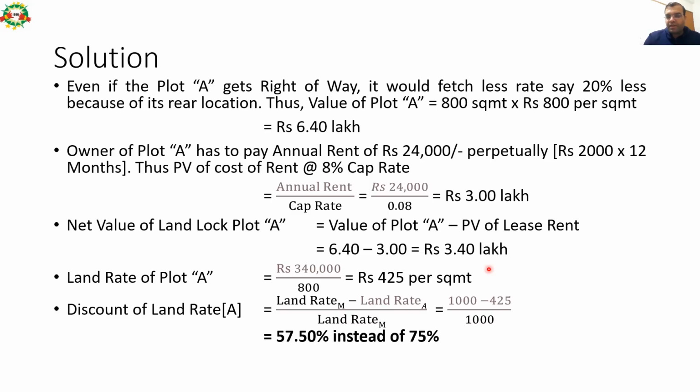through plot number C. And the right of way is given at a monthly lease rent of 2000 rupees per month. So the land rate for plot A is equal to 3,40,000 rupees divided by 800 square meter. It is 425 per square meter. So discount on land rate is equal to market land rate minus land rate for plot A, divided by market land rate. So the discount is 575 divided by 1000, that is 57.50% discount instead of the 75% discount as mentioned in the court case.